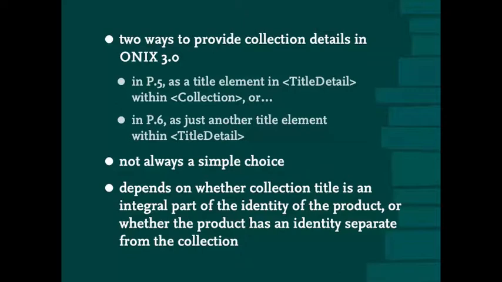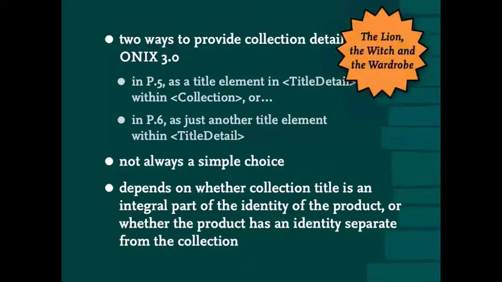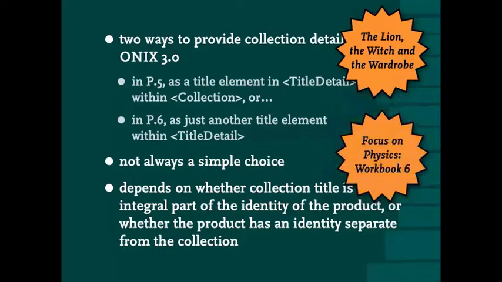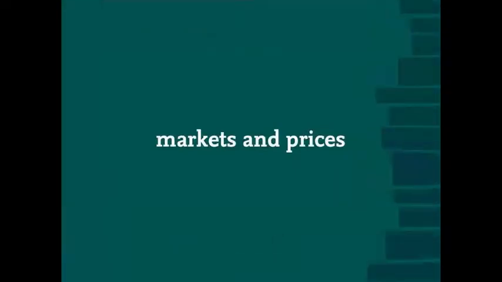So we use the first method, that is with a separate collection tag, for The Lion, the Witch and the Wardrobe, and we use the second method, that is without a collection tag, just using the different levels, for Focus on Physics. This is difficult because there is no equivalent in ONIX 2. It's something new. And that means that any IT systems you use have to have a little bit of development work in order to support that choice. Is the collection title an integral part of the identity, or is the collection title something a bit optional, that the identity is okay without it? And in that latter case, you use the collection tag.